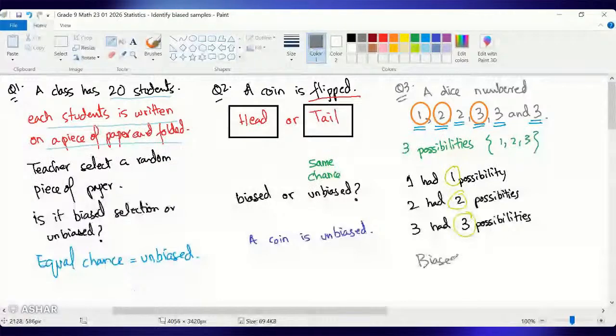Why? Because there is a chance of getting bias in the outcomes. Let's look at another example.